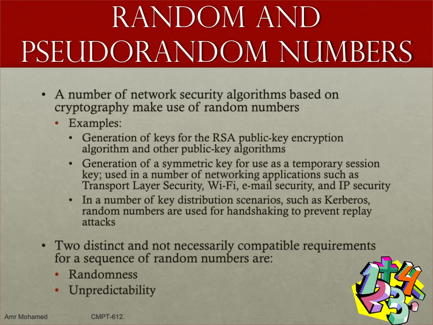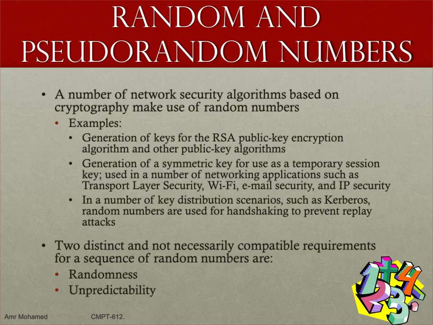In a number of key distribution scenarios, such as Kerberos, which we'll talk about in the next chapter, random numbers are used for handshaking, so they facilitate authentication, user authentication. We'll see that. So in other words, we generate the random sequence such that it has these two properties. This particular function is used in many, many ways. But what are these properties?